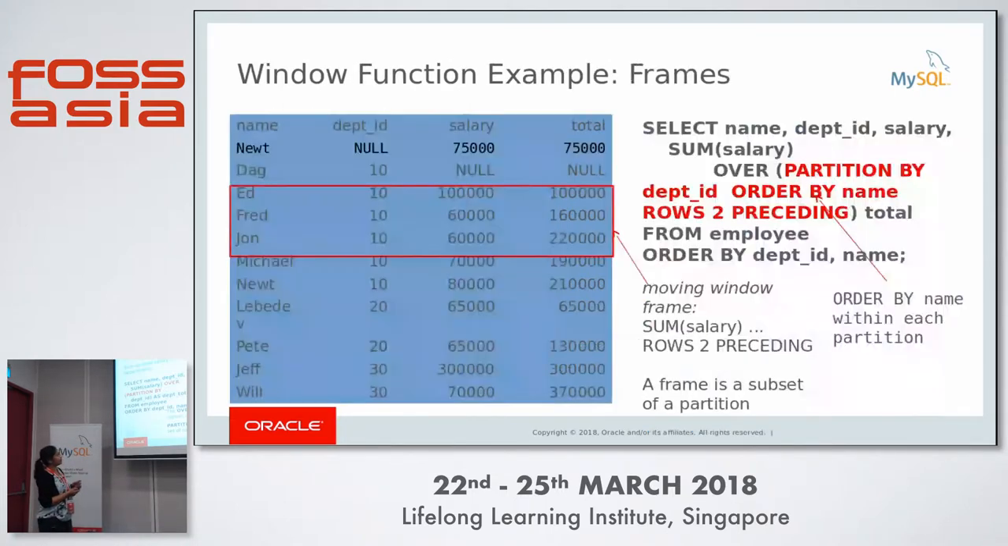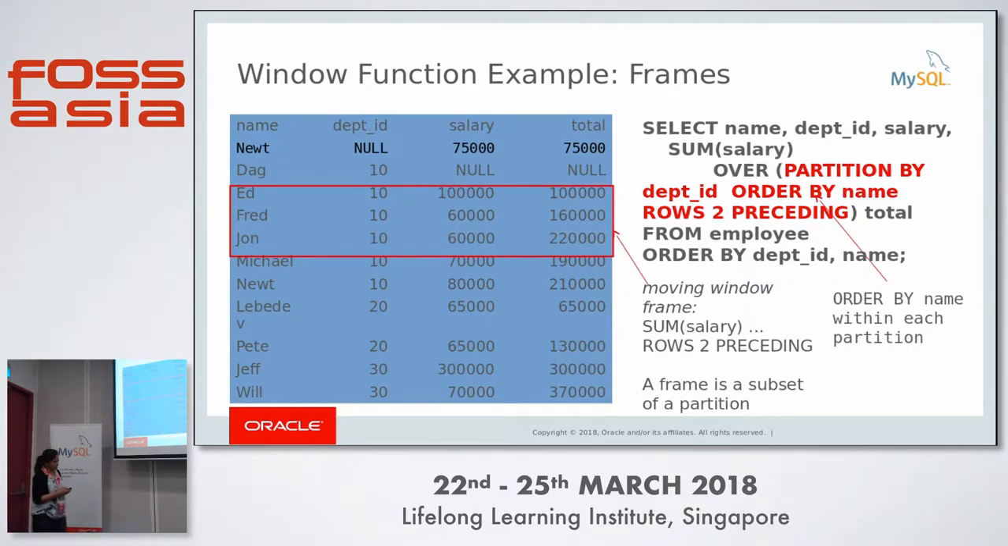I have another example wherein, in the previous example, you just saw the entire partition being considered to give you the final total. Whereas in this example, you are calculating the total only for the two rows that are preceding the current row. So you can specify that too: inside the partition, how many rows do I actually want to look into? Here you have sum of salary over partition by, similar to the previous example, order by the name, then rows two preceding.